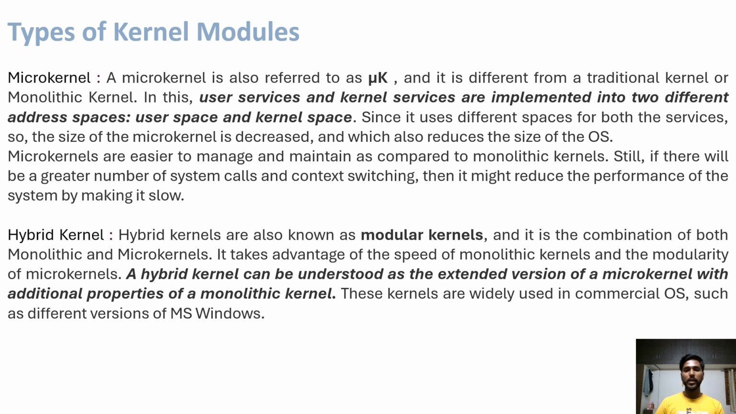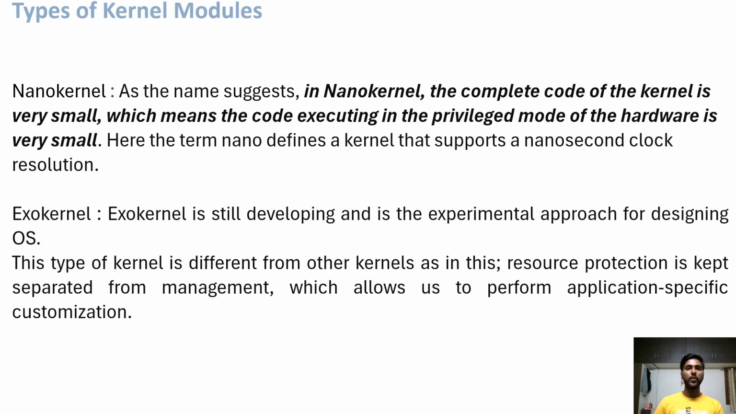These kernels are widely used in commercial operating systems such as different versions of Microsoft Windows. The next type of kernel is the nanokernel. As the name suggests, in a nanokernel the complete code of the kernel is very small, which means the code executing in a privileged mode of hardware is very small. Here the term nano defines a kernel that supports a nanosecond clock resolution.